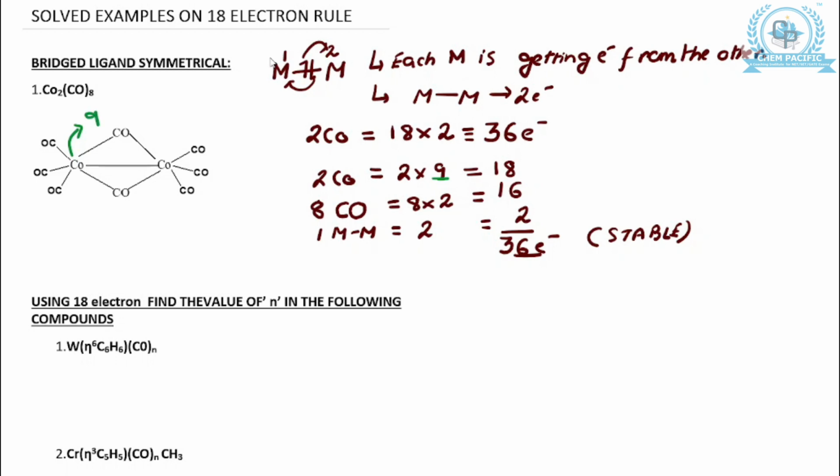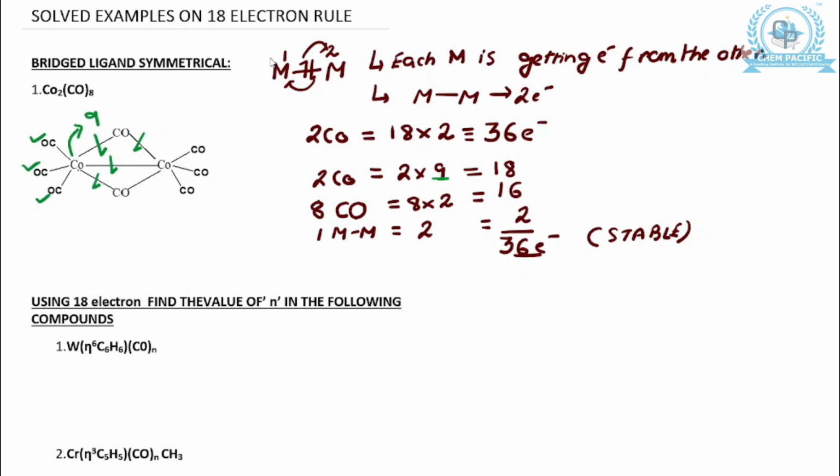Now let me explain the bridged ligand, the bridged carbonyls and the terminal carbonyls. See, this one carbonyl is definitely donating 2 electrons to the overall complex. In the case of the terminal, obviously it is donating 2 electrons to the overall complex, right? But when it is bridged, it is actually donating 1 electron to each metal, 1 to this and 1 to this, right? And this metal-metal bond is formed with two electrons, and this cobalt is getting one electron from the other one. Again, this carbon is donating one.